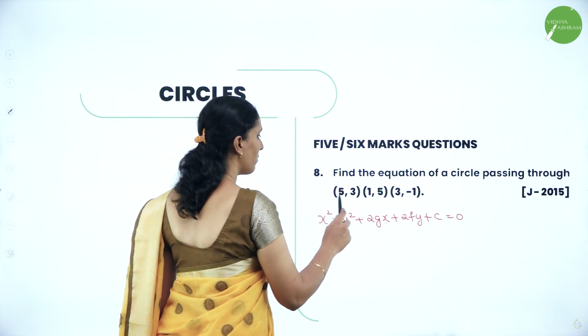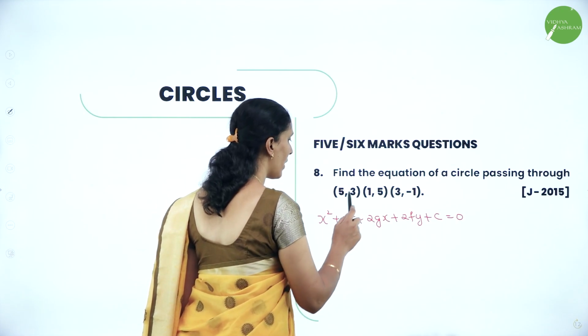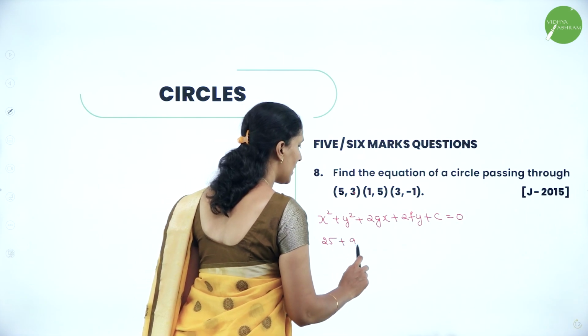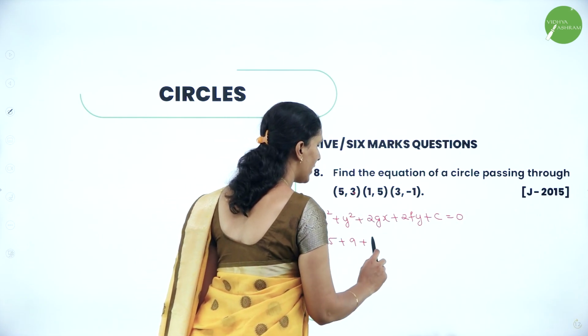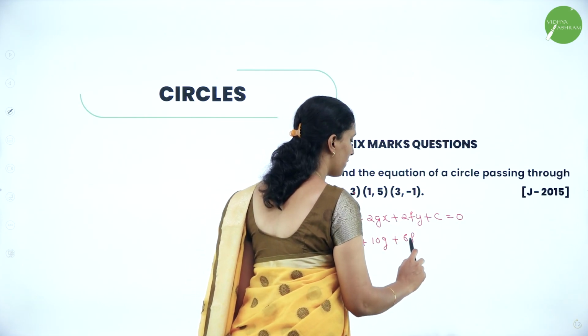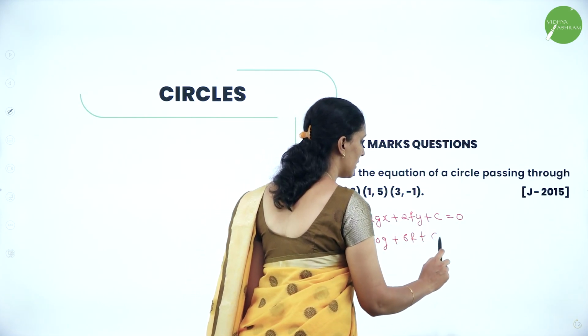So taking different points here, when you take x as 5, y as 3, we'll get it as 25 plus 9 plus 2 5s are 10g plus 3 2s are 6f plus c is equal to 0.